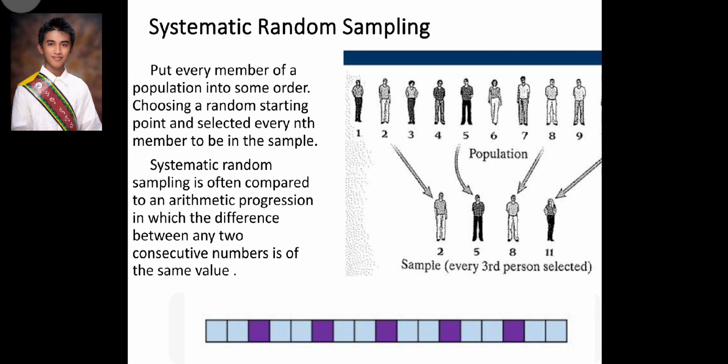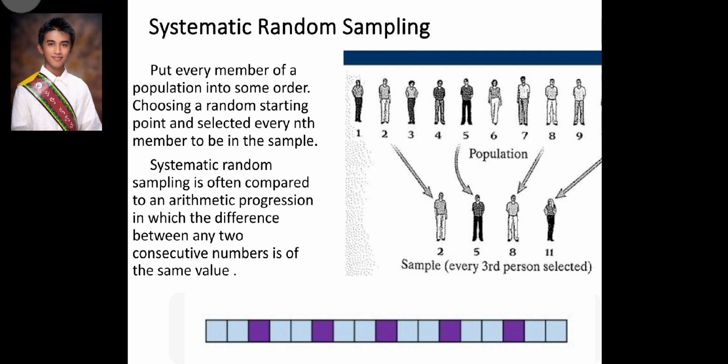Then, we have systematic random sampling. Put every member of a population into some order, choosing a random starting point and selecting every nth member of the sample. Systematic random sampling is often compared to the arithmetic progression, in which the difference between any two consecutive numbers is the same value. So in systematic random sampling, our samples, or population, are numbered. In that numbering, we systematically sample using an arithmetic sequence.